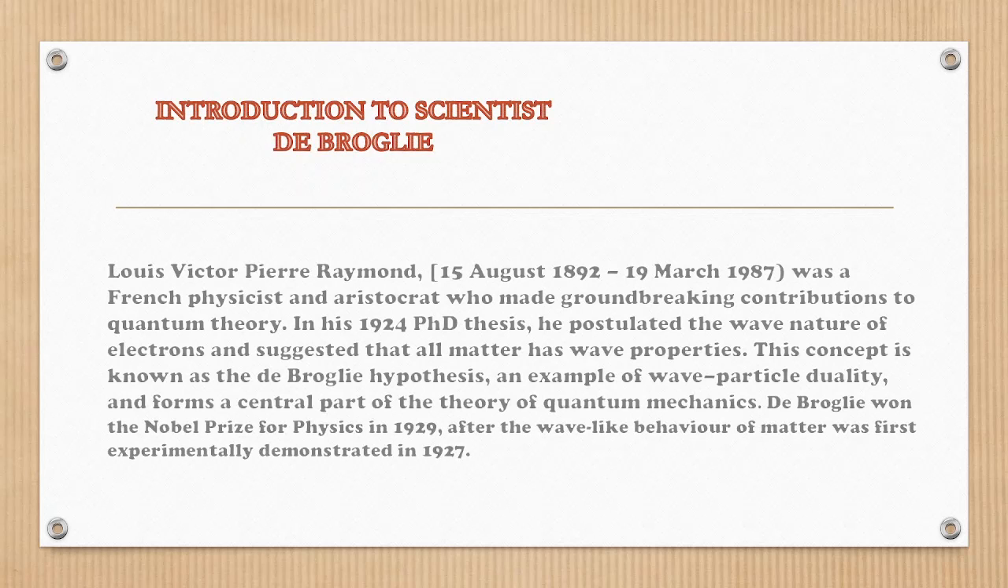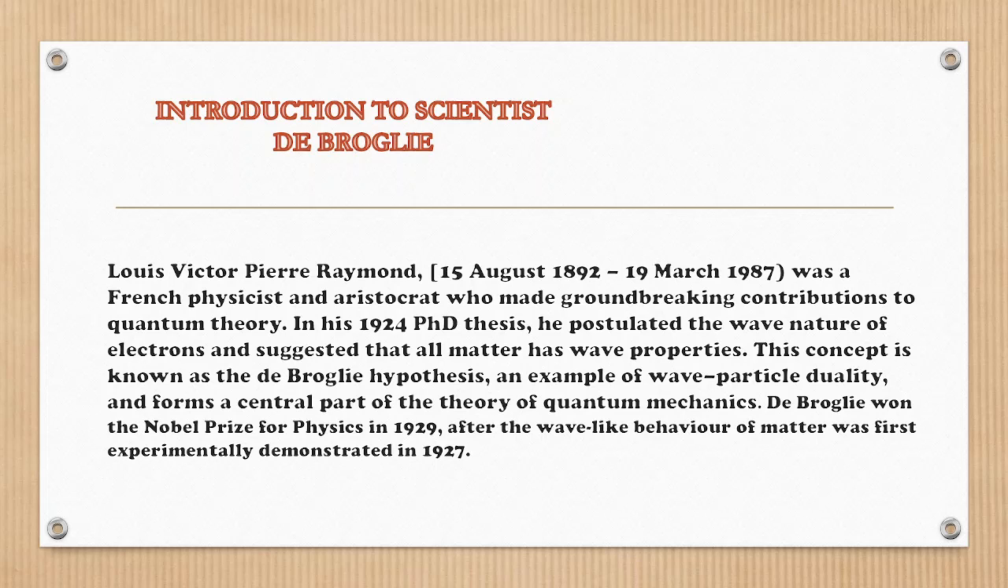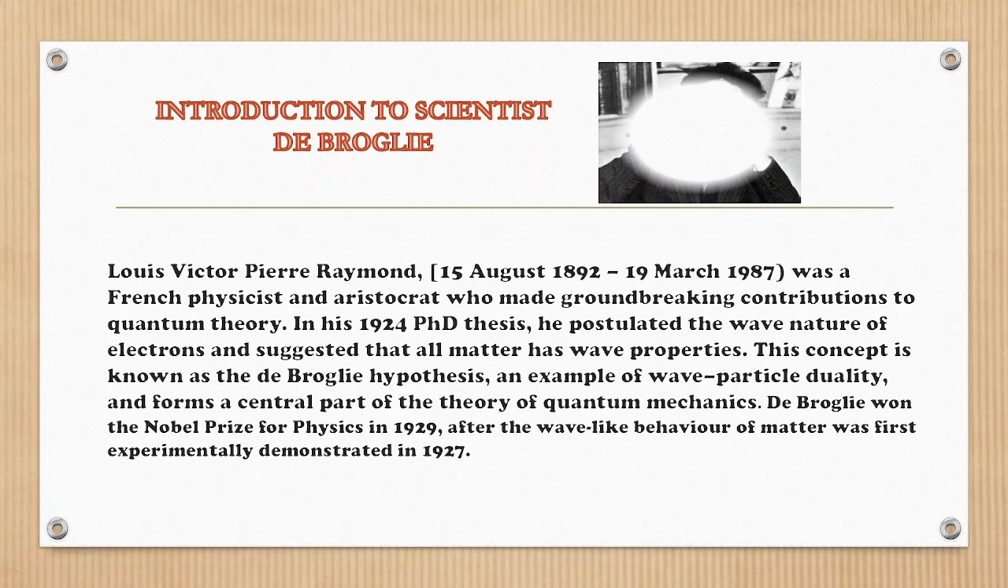So hi friends, let's begin with the introduction to the scientist, that is De-Broglie. Louis Victor Pierre Raymond, from 15 August 1892 to 19 March 1987, was a French physicist and aristocrat who made groundbreaking contributions to quantum theory. In his 1924 PhD thesis, he postulated the wave nature of electrons and suggested that all matter has wave properties.